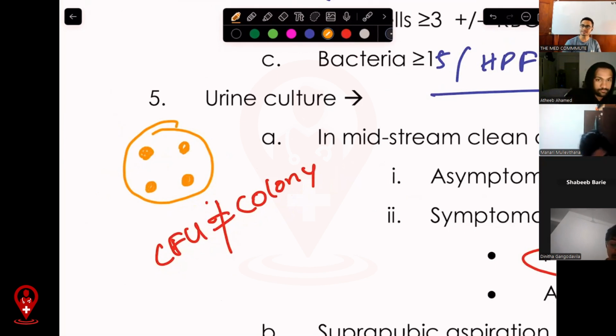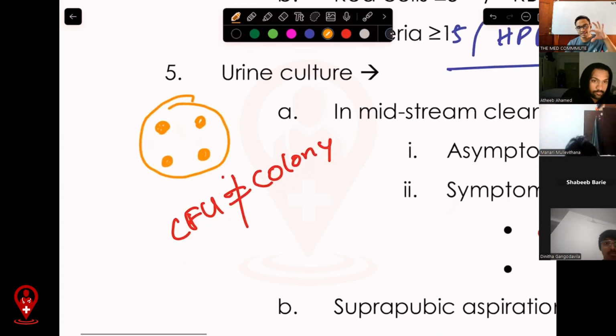Different colonies have formed. These are colonies, and these are large. What a colony forming unit is, guys: within these colonies, you look under the microscope, how many viable organisms are present? This is what we are calculating with colony forming unit.